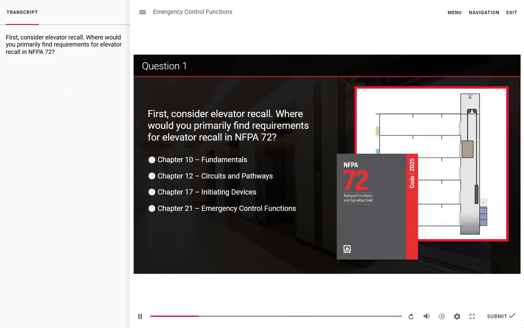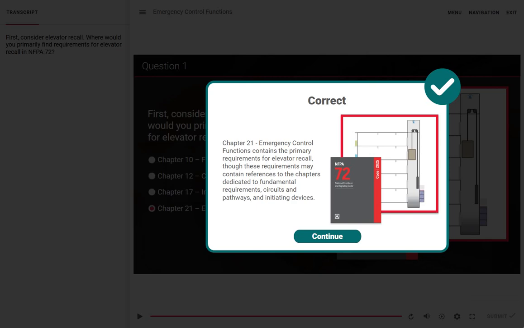First, consider elevator recall. Where would you primarily find requirements for elevator recall in NFPA 72? That's correct. Chapter 21, Emergency Control Functions, contains the primary requirements for elevator recall, though these requirements may contain references to the chapters dedicated to fundamental requirements, circuits and pathways, and initiating devices.